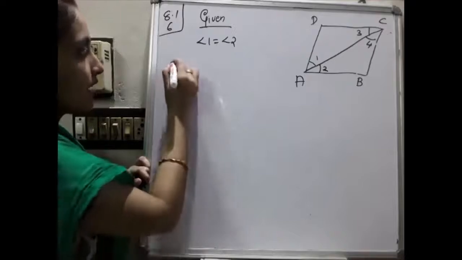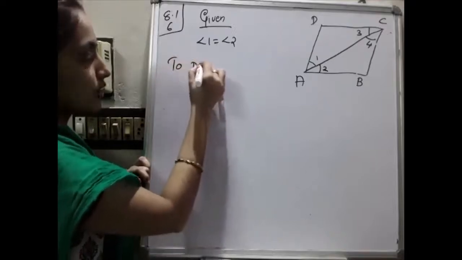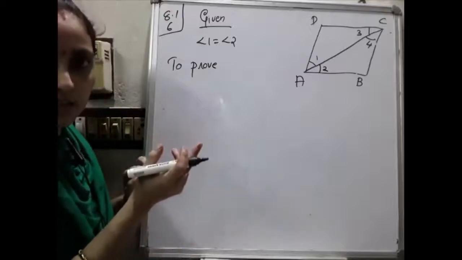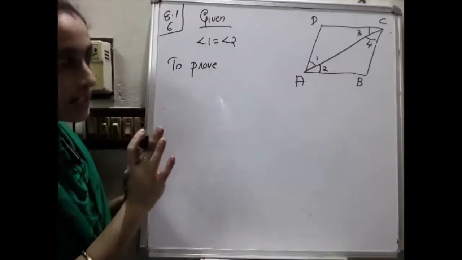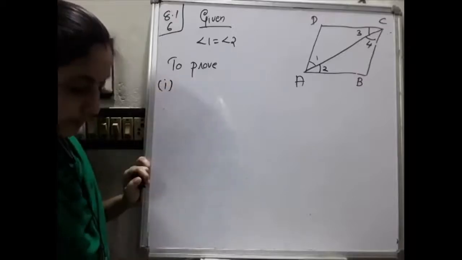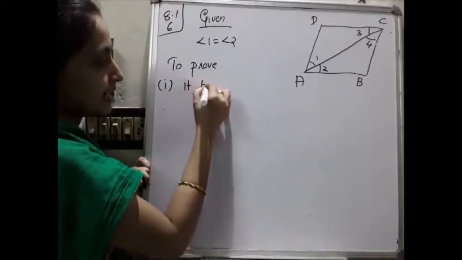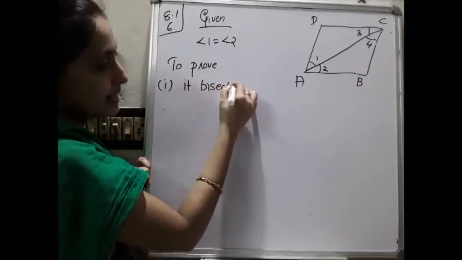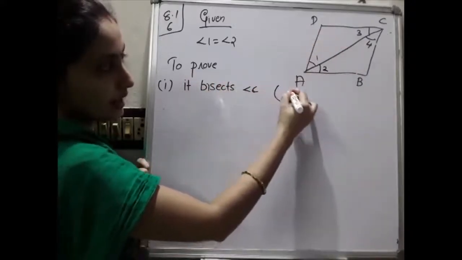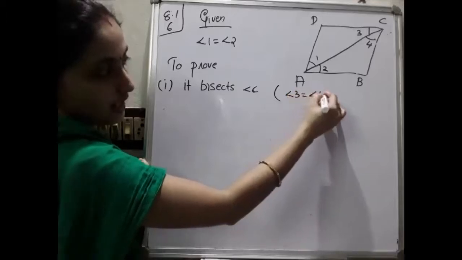What do we have to prove? Parallelogram is already given, and two things we have to prove. What is the first condition? To prove it bisects angle C. Bisects angle C means what? To prove angle 3 is equal to angle 4.